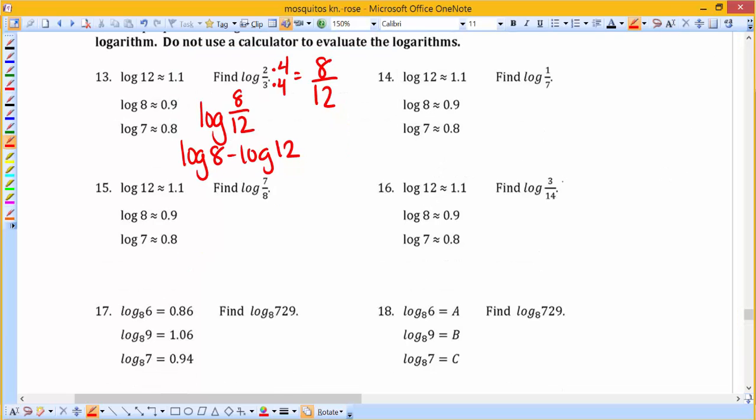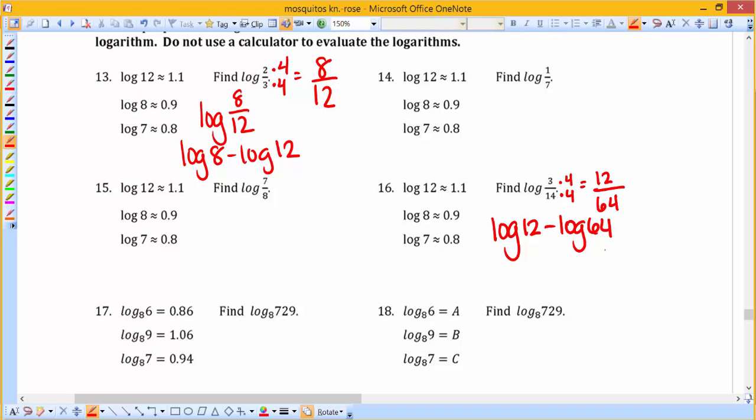On 16, if I multiply by, let's say I multiply by 4, because I need to make a 12. I multiply 3 over 16 by 4. I get 12 over 64. That works. This will be just fine. So this is the log of 12 minus the log of 64.